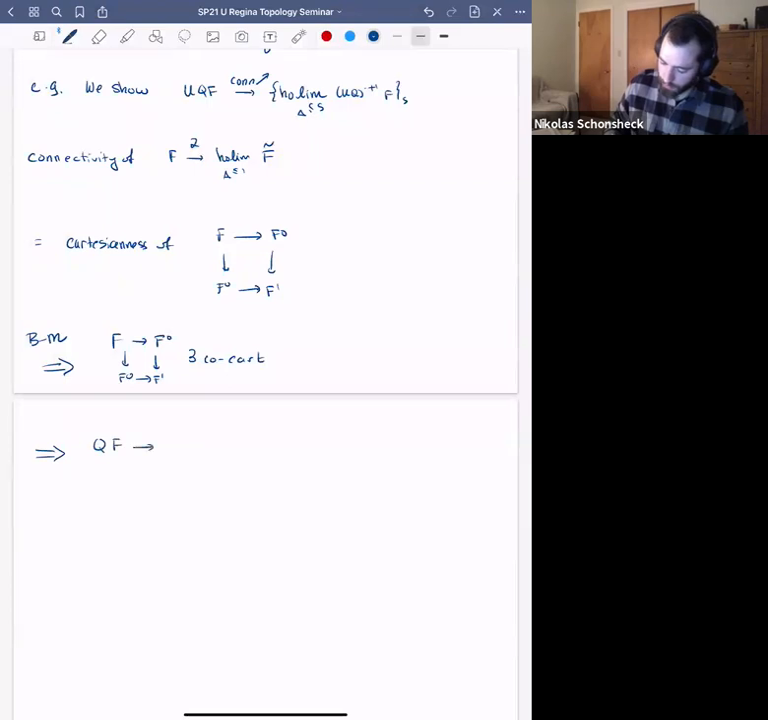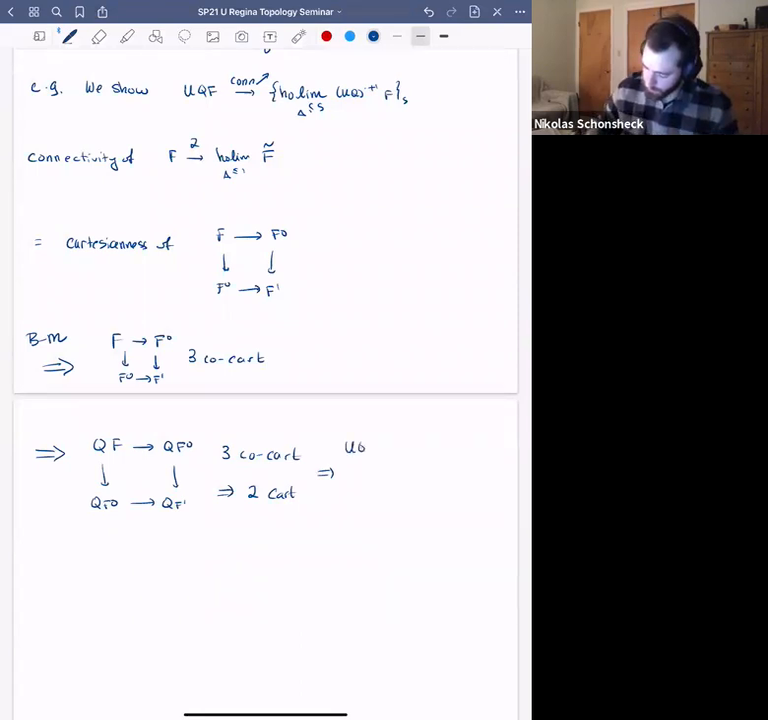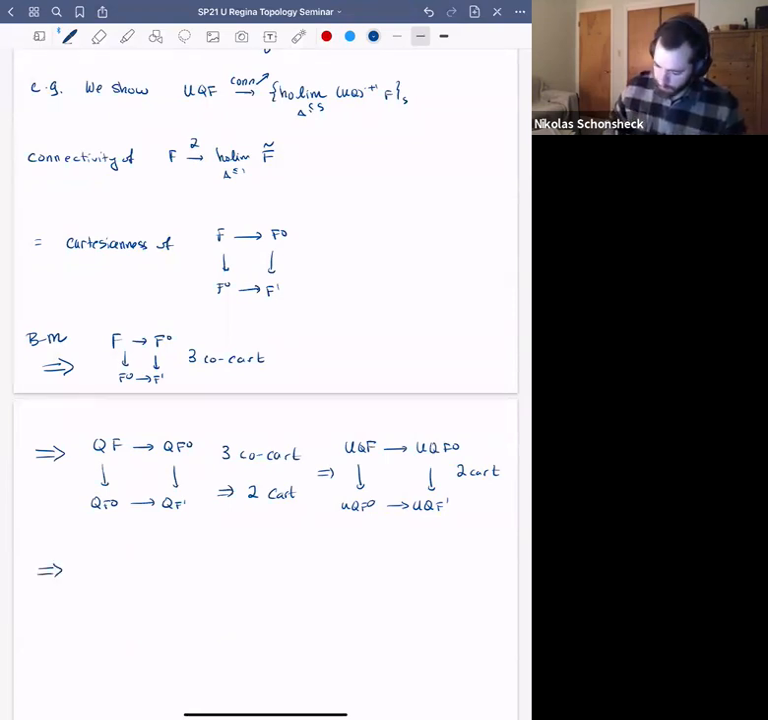So if we apply Q to this thing, it's still 3 co-Cartesian. Now we're in spectra though, we're in a stable category, so that co-Cartesian estimate we can turn back into a Cartesian estimate, no problem. That implies 2 Cartesian. And then the forgetful functor plays nicely with Cartesianness. So this square here is again 2 Cartesian. And then the last step is to turn that Cartesian estimate into a statement about connectivity. And it tells us that the map from UQF into UQF tilde is 2 connected.